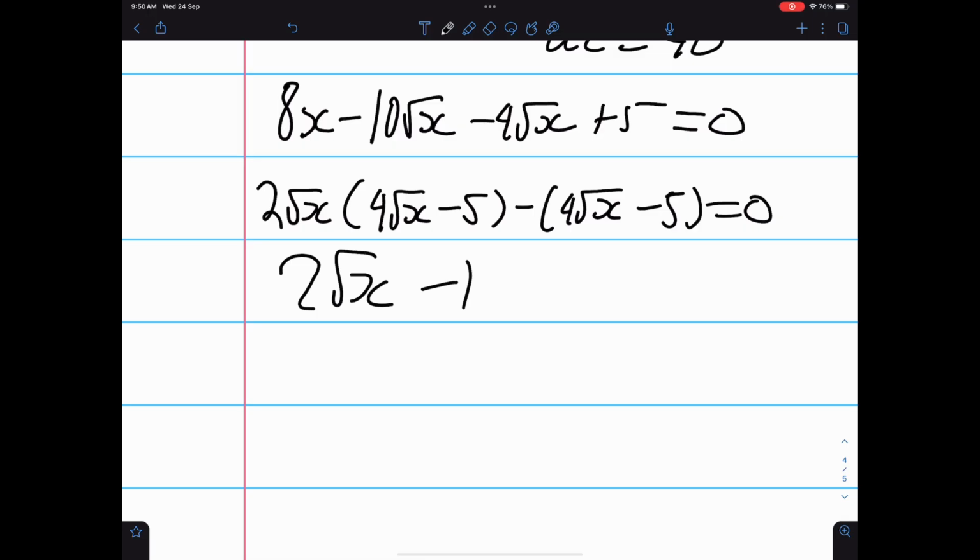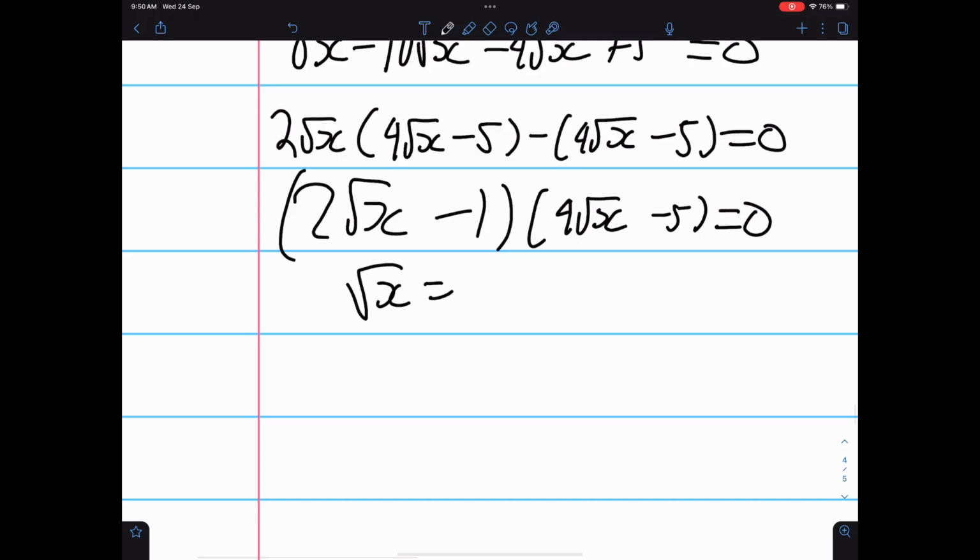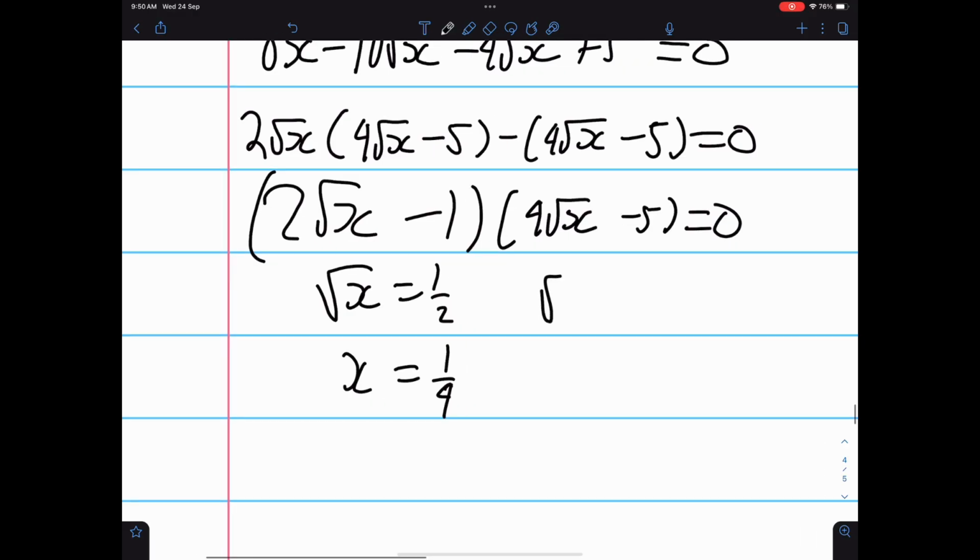Here we go, this should be looking very easy for you now. Right, root x is a half, x is therefore going to be a quarter. Or it can be 5 over 4, meaning it's 25 over 16.